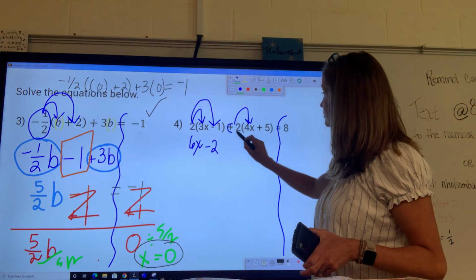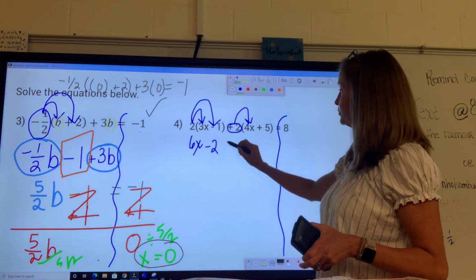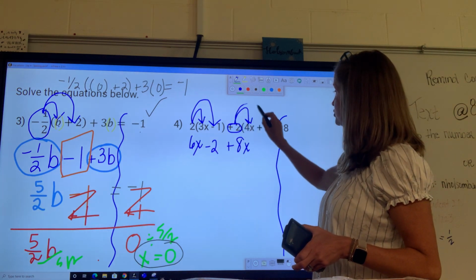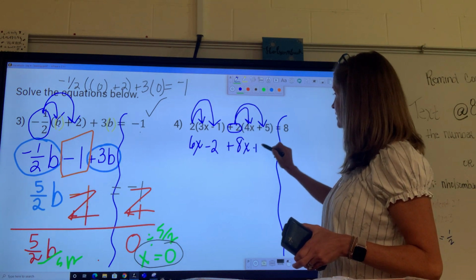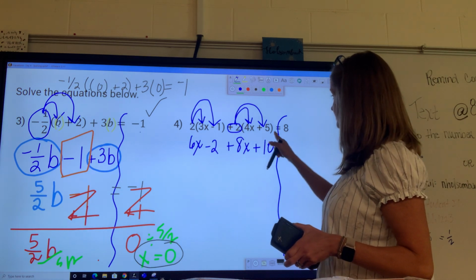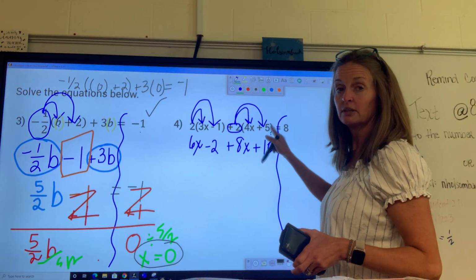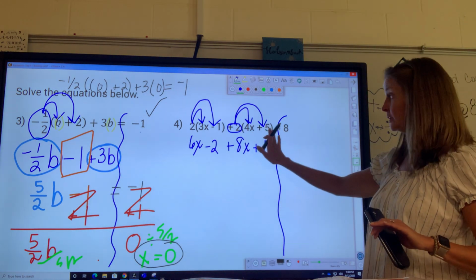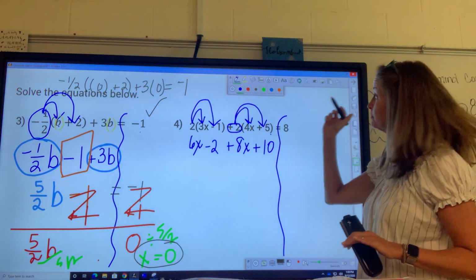See this positive 2? Positive 2 times 4x, positive 8x. Positive 2 times positive 5, plus 10. Door stop right there. Close it, no more multiplying. Once you get that closing parenthesis, that 2 can't go any further. It just multiplied with that first set of parentheses.